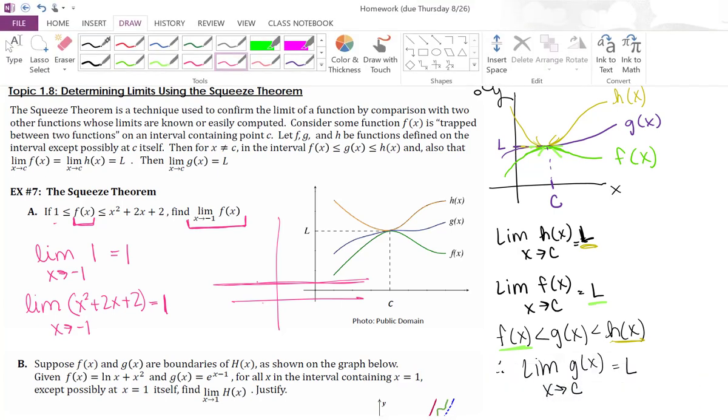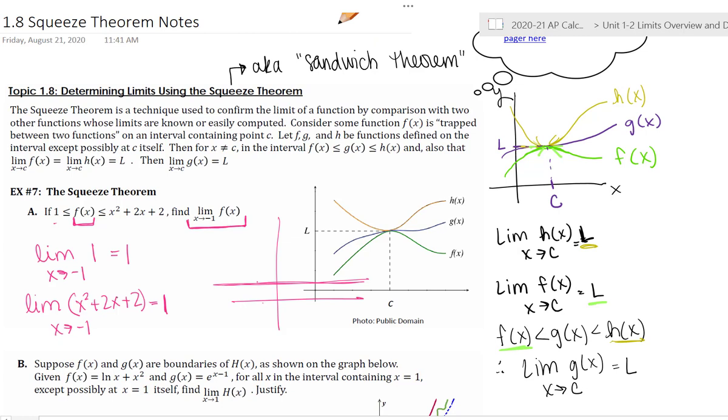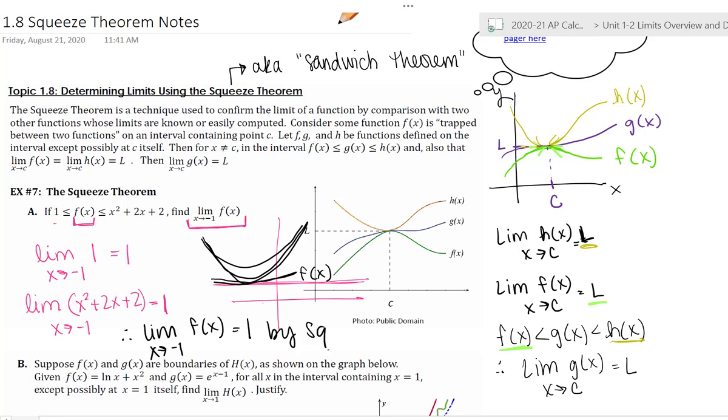Since both of these values are the same, and x squared looks something like this, my middle function, my f of x, is going to live somewhere in between those two functions. So I'm going to say, therefore, the limit as x approaches -1 of f of x equals 1, by the squeeze theorem.